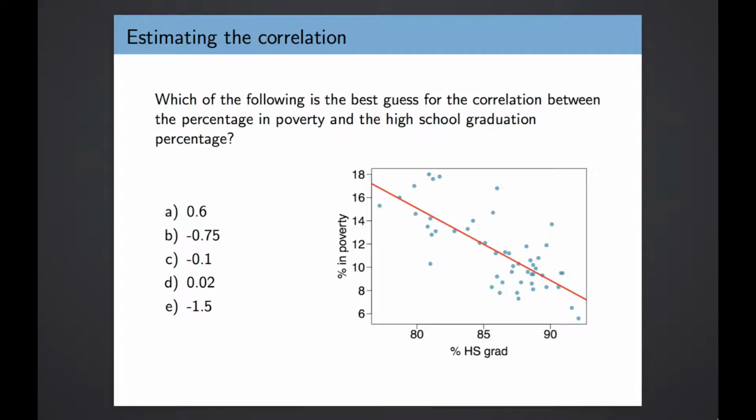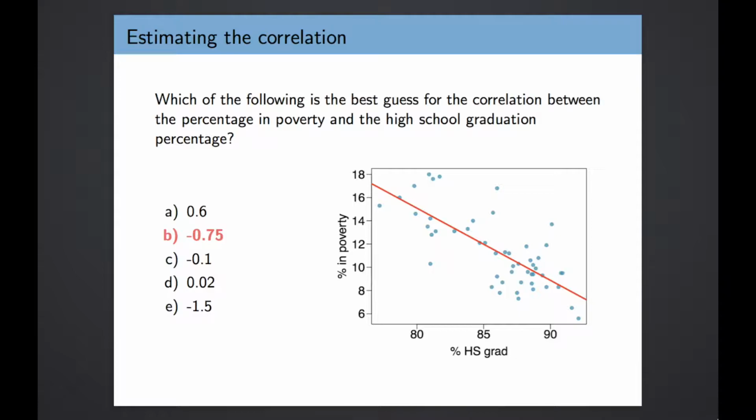So looking at this scatter plot, this is the data that we were just looking at, the relationship between poverty and high school graduation. How would you estimate this particular correlation? Well, we've already established that this is a negative relationship between these variables, so we can eliminate the options that have a positive correlation coefficient, so options A and D. We know that option E is wrong because correlation coefficients can't be less than -1 or greater than +1. And so we're left with the two plausible negative options, so B, -0.75, and C, -0.1.